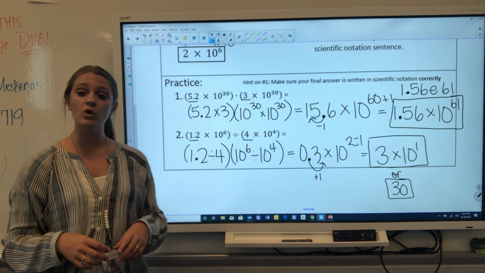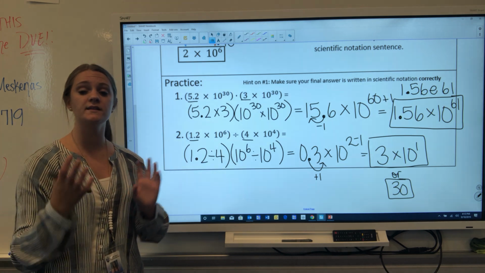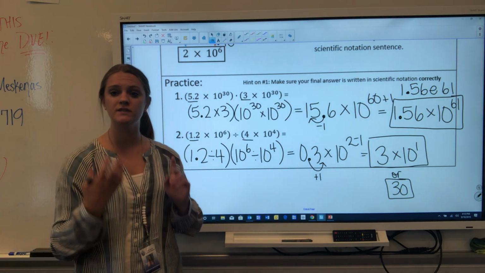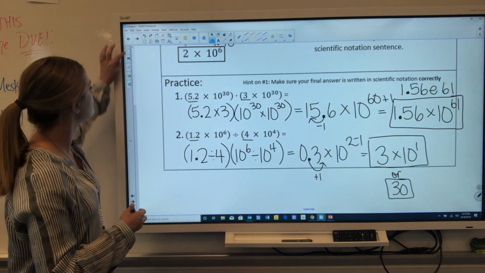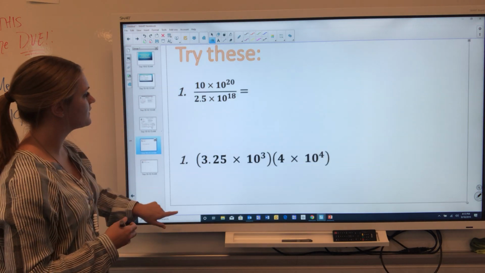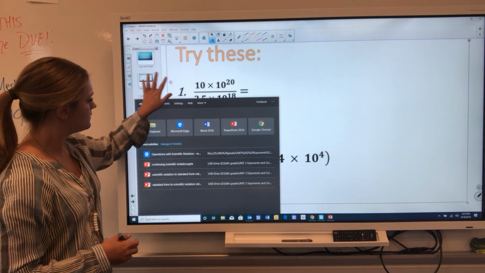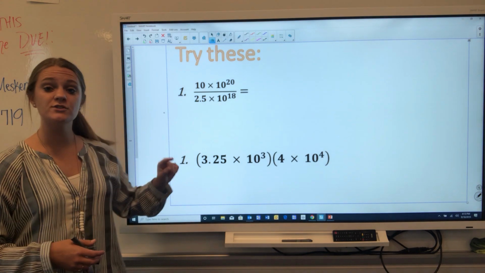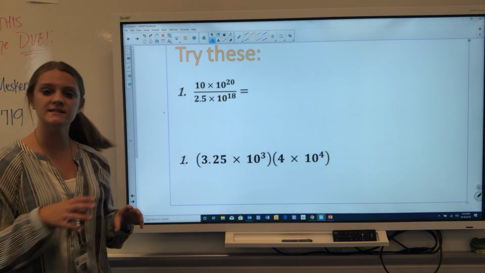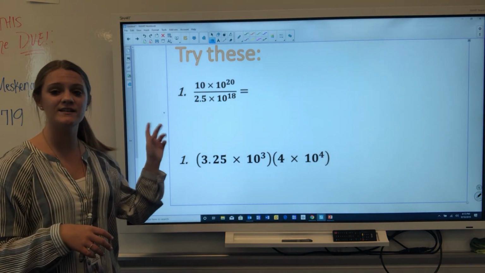All right, we're going to do a couple more example problems. Make sure you write these to the side or on the back of your notes. You definitely want to include them in your work. All right, so let's try division. So number 1, pause it, take a second to write this down, and then let's try it.